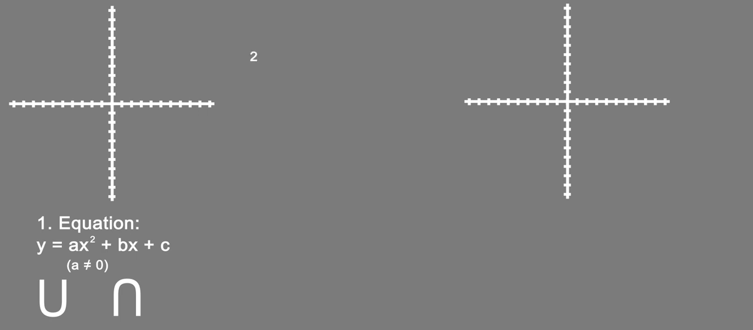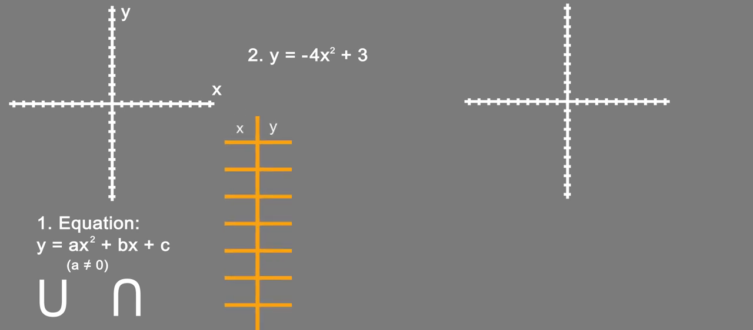Now with number 2, we're asked to graph the function y equals negative 4x squared plus 3. Go ahead and label our axes. We'll make our chart x and y. When x equals negative 3, we have negative 4 times 9 is negative 36. Plus 3 is negative 33.